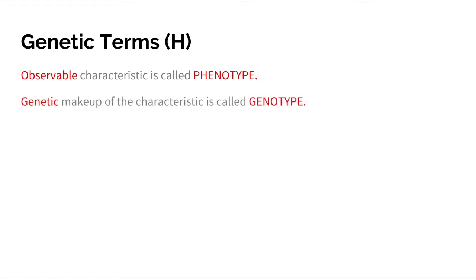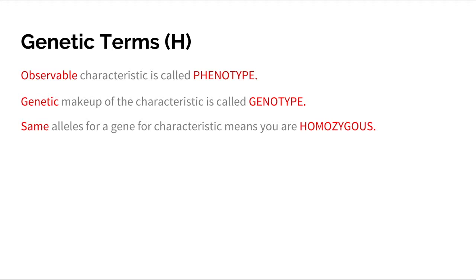Now, genetic terms which you need to know if you are higher tier students, not so much if you're foundation. Observable characteristic is called the phenotype. So if you have blue eyes, your phenotype is blue eyes. Genetic makeup of the characteristic is called the genotype. So if you have blue eyes, your genetic makeup will be little b, little b. That's the genotype, but I'll go through that more later.